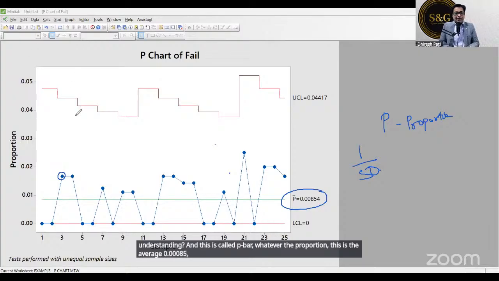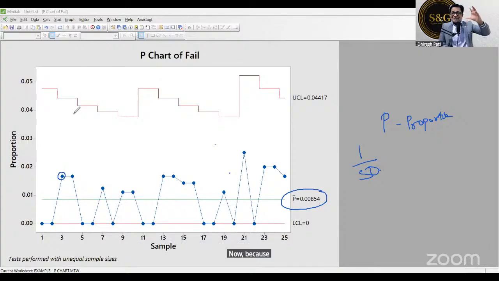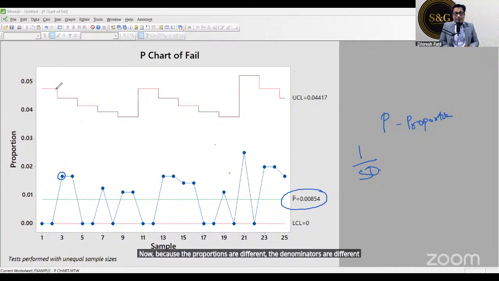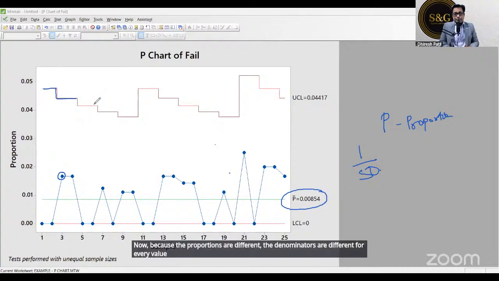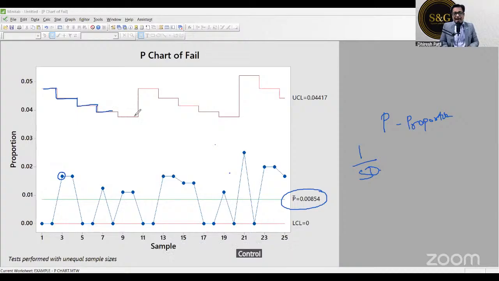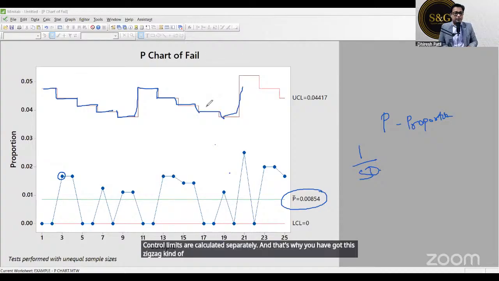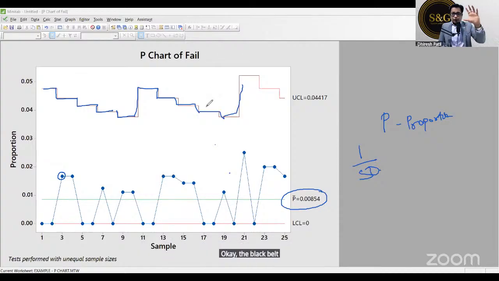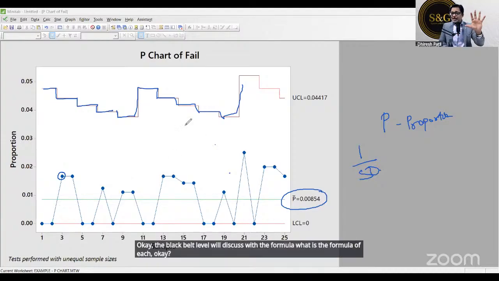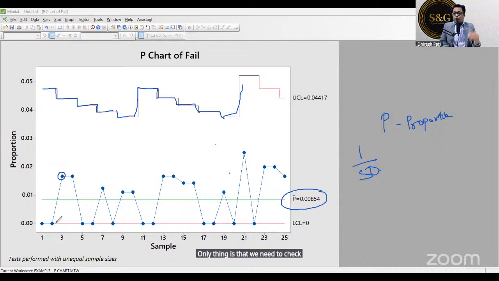Now, because the sample sizes are different, the denominators are different, so for every value the control limits are calculated separately. And that's why you have got this zigzag kind of thing. At the black belt level we will discuss the formula of each. The only thing is that we need to check whether any data point goes above or below the control limits.